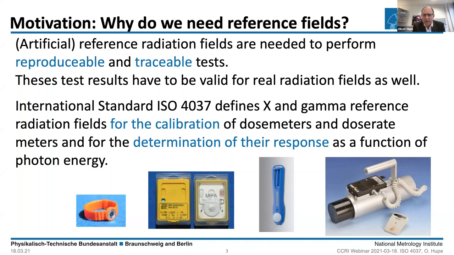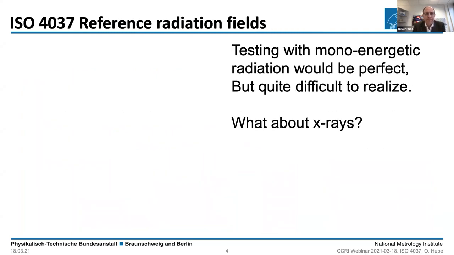And the tests also have to be valid for the real radiation situation, because it doesn't help if you have a test and the device performs perfectly, and then in the field the device fails to measure the dose. Therefore, it must be applicable. The ISO standard defines X and gamma reference radiation for the calibration of dosimeters and dose rate meters and for determination of their response as a function of photon energy, independent of the type of device.